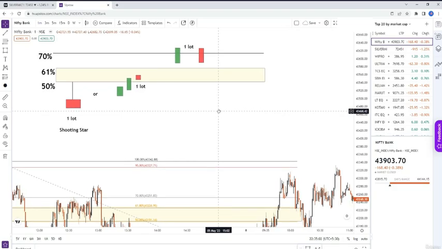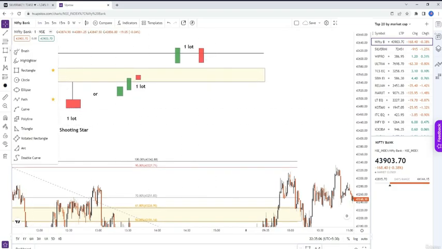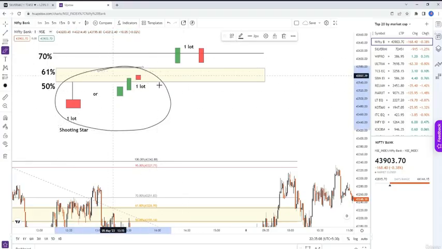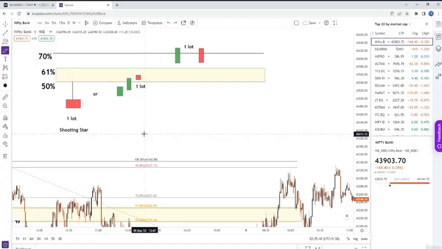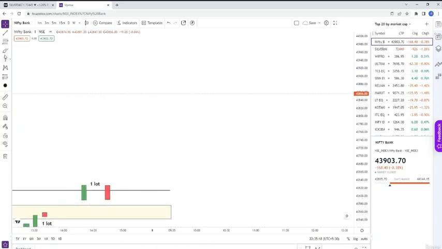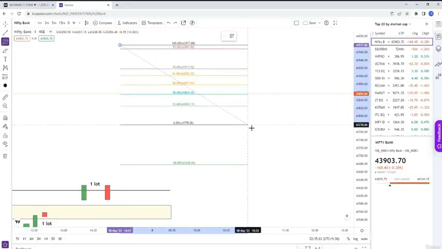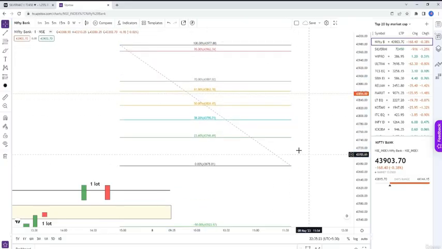So this is how I will add my one lot at this place and another lot at this place. Okay. The target will be booked the same way. Since we draw Fibonacci top to bottom when we are in a downtrend, your SL will be at this level.